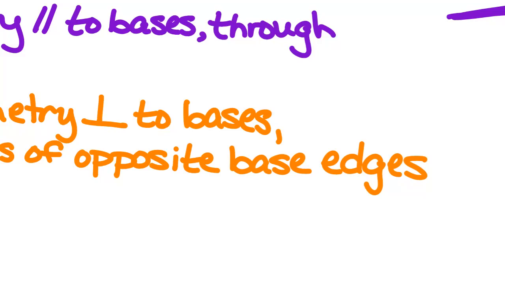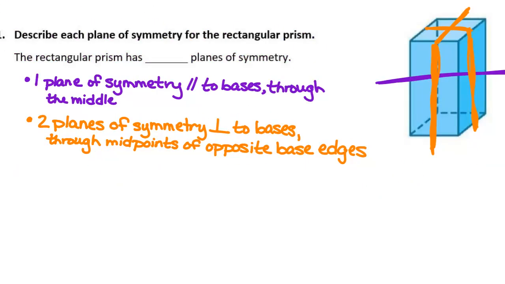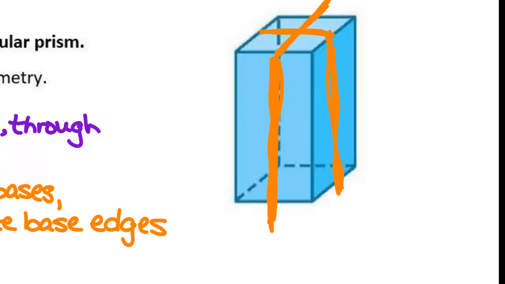All right. So we have one plane of symmetry that goes through the middle, like this right here. One that cuts down from the top through the midpoints of those base edges, and one that cuts down through the top through the other two opposite base edges.